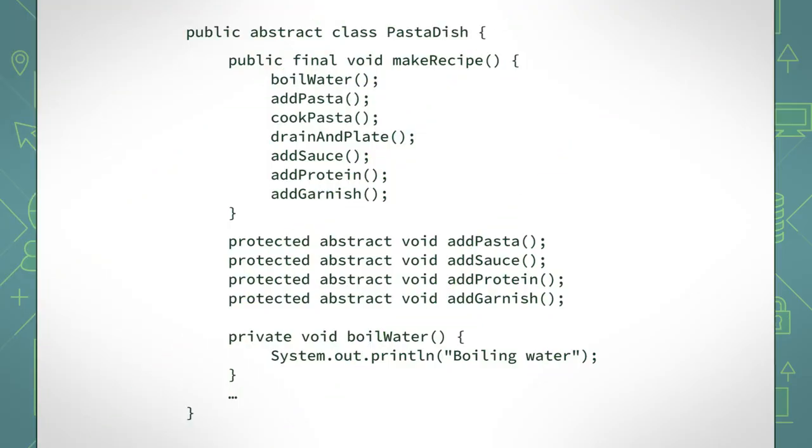From within makeRecipe, the other methods are called. For example, it calls boil water. Boil water is done the same for any subclass, and so its implementation is consolidated in the superclass. The methods add pasta, add protein, add sauce, and add garnish are going to be left up to the subclasses, like spaghetti meatballs or penne Alfredo, to provide them.